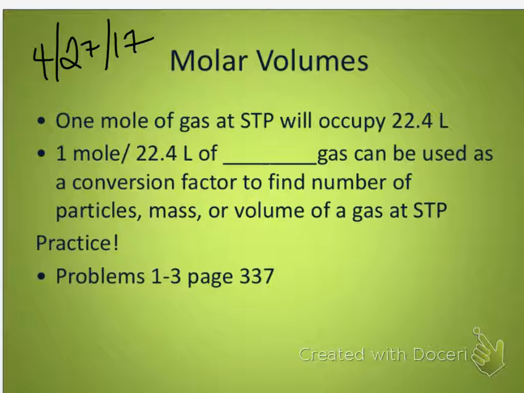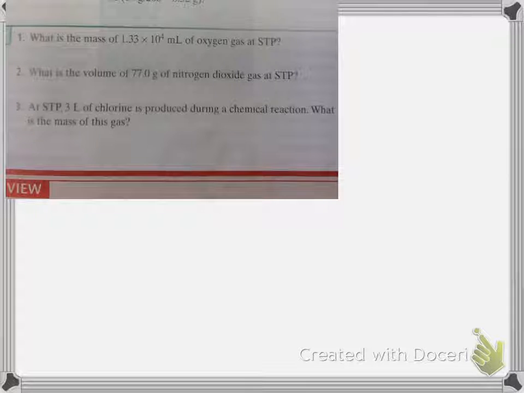Okay, let's go to 337, and we're going to actually do a practice problem together. So this gives us 3 questions, and we'll start off with just that first one. What's the mass of 1.33 times 10 to the 4th milliliters of oxygen gas at STP? What do we know? What do we need to know in that problem? We know the volume of 1 mole of oxygen gas at STP. This is just a standard, it's gas stoichiometry basically.